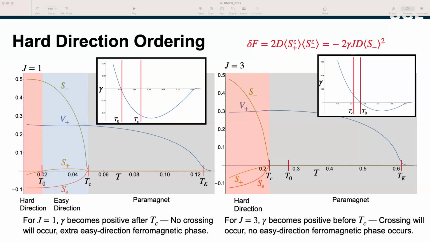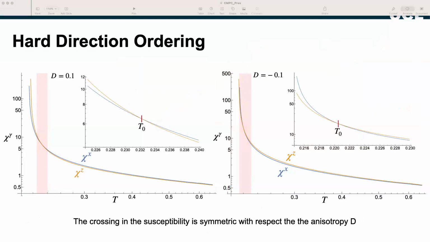But for smaller J's, but still large enough that you're in the Kondo regime, the correlation function becomes positive after T_C. And so you go through two phase transitions from paramagnetic into an easy direction Kondo ferromagnet, where S plus and S_D aren't aligned. And then eventually gamma will go positive, and you'll get a hard direction ferromagnet. So there will be no crossing in that case. And you can show that gamma will always go positive at zero temperature, actually, which I will do later.